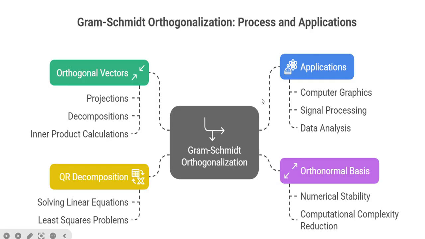In practical applications, Gram-Schmidt plays a critical role in QR decomposition of matrices, which is widely used in solving systems of linear equations and least squares problems. It is also used in computer graphics, signal processing and data analysis. The orthonormal vectors produced by this method help prevent issues caused by rounding errors in numerical computations. Gram-Schmidt is a foundational tool in linear algebra which improves accuracy and efficiency in various mathematical and engineering applications.